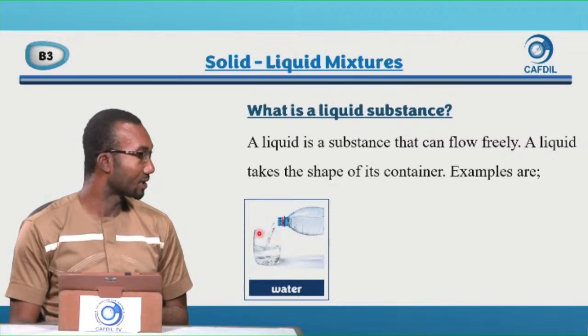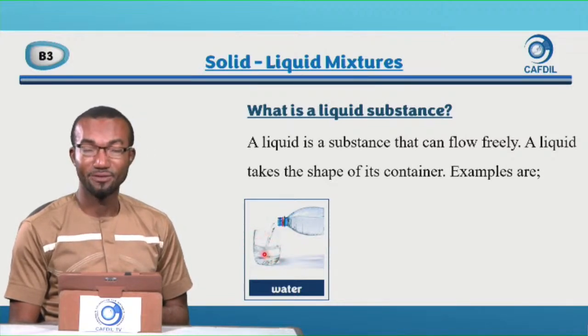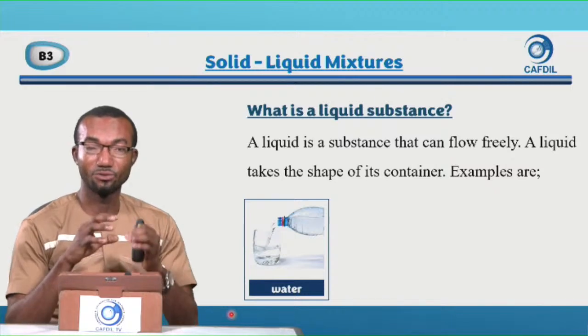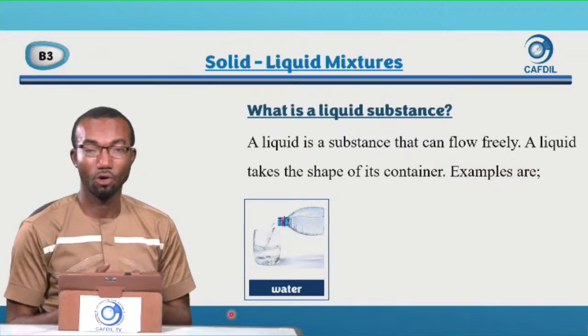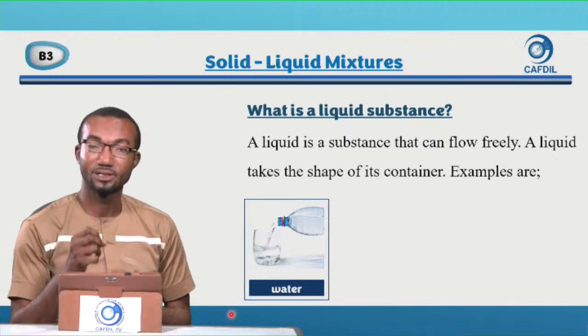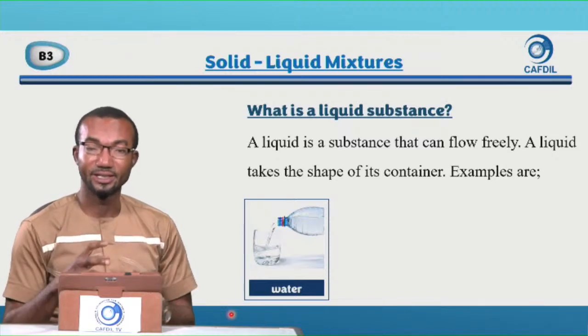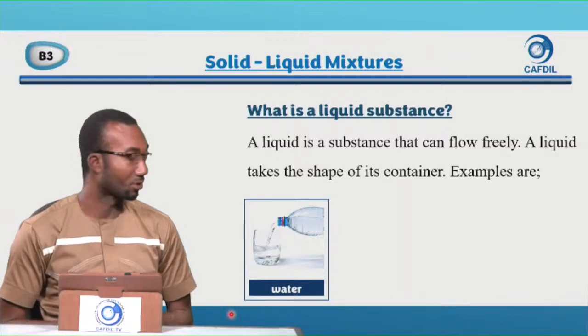So if I put this water into a freezer, you will see that when it becomes solid in the form of ice, it will take the shape of the glass. So liquids flow freely and they take the shape of its container.